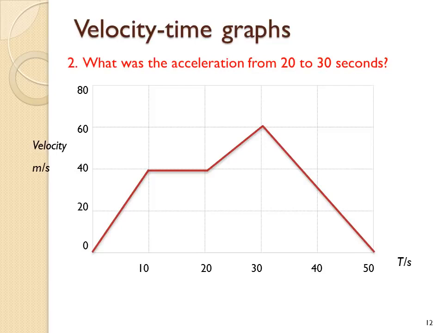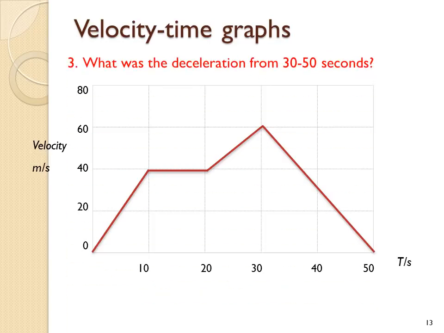What was the acceleration from 20 to 30 seconds? We need to look at the change in speed between 40 and 60. So that's a change of 20 meters per second in 10 seconds. 20 over 10 is 2 meters per second squared.